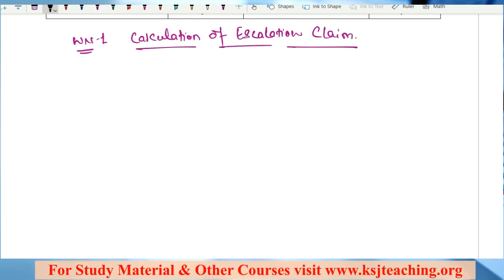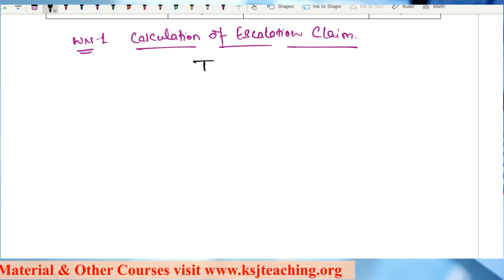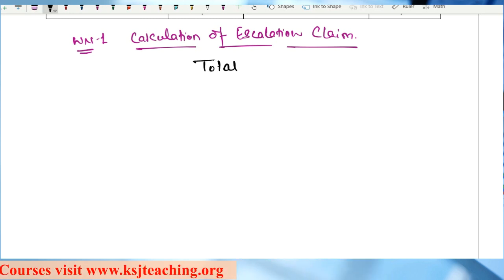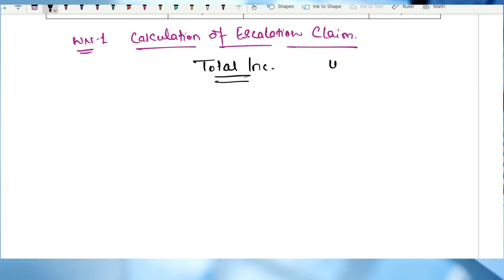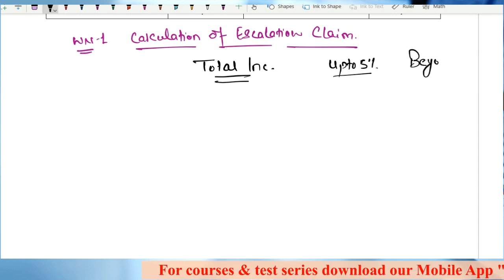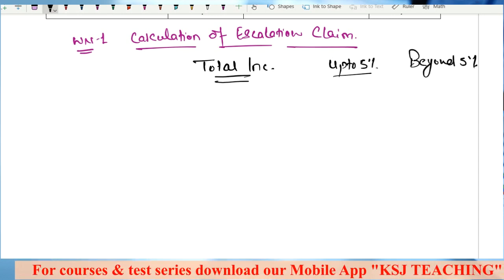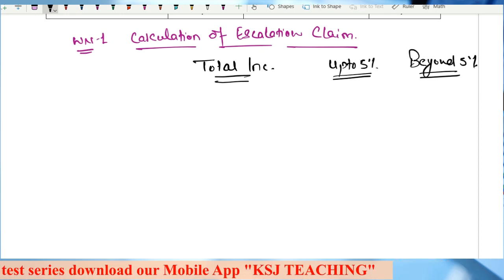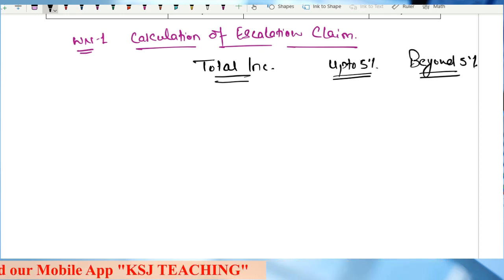Right. Okay. So I will write total increase here. Total increase up to 5%. Then beyond 5%. Sir, why are we writing up to 5% and beyond 5%? Because up to 5% there will be no claim, and beyond 5% we have to pay the claim.